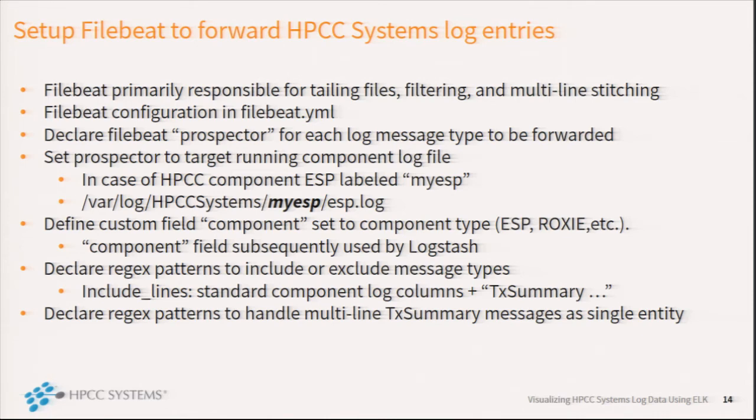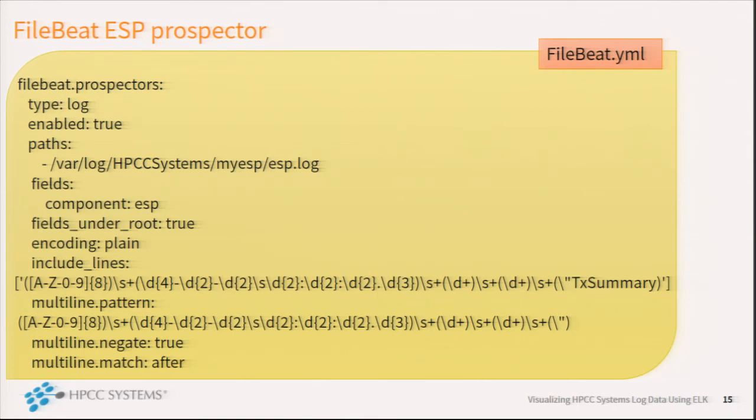As part of the prospector definition, you decide whether you want it to target specific lines in the log, which you want included, or you can exclude certain lines. If you are interested in a big subset of the log file, but you want to filter out some noise, you might use the exclude lines. So here's an example FileBeat YAML that we use to create this prospector.